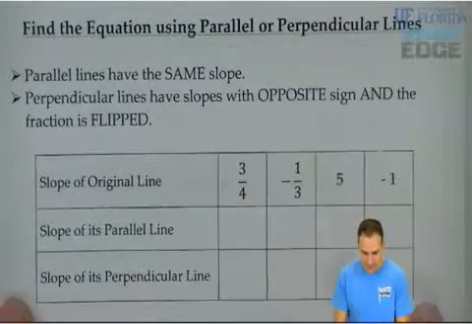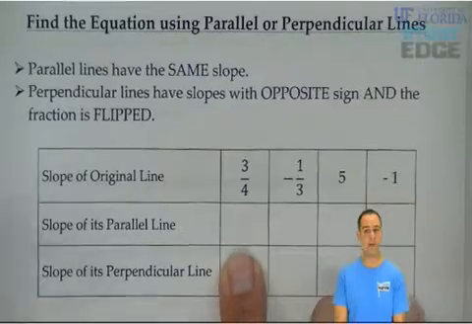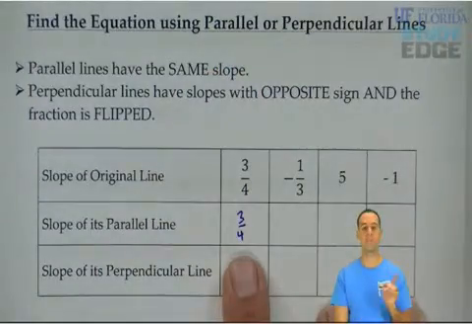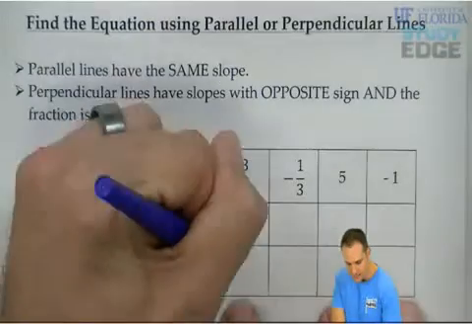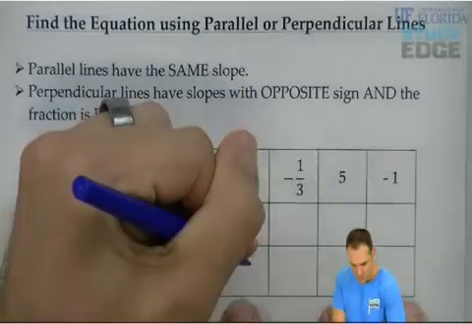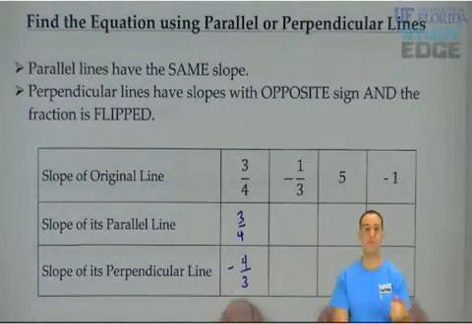For example, if I told you the slope of the original line was 3/4, then the parallel line would have a slope also of 3/4. But the perpendicular line would be the opposite sign, which would be negative, and the fraction is flipped. That means the slope of the perpendicular line would be negative 4/3.